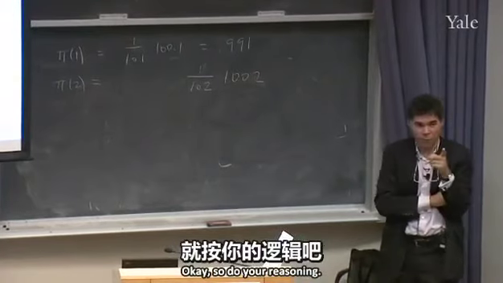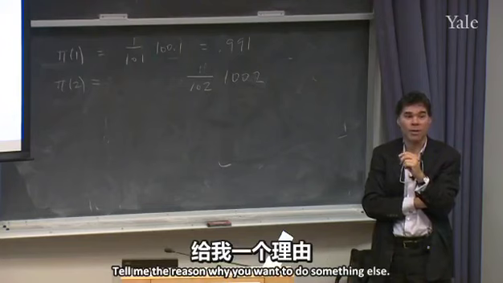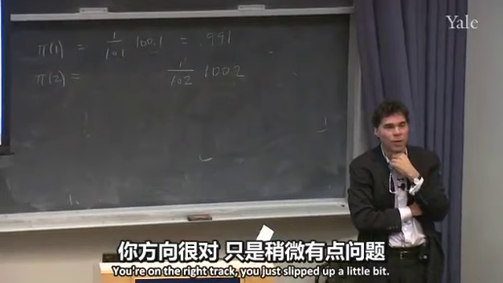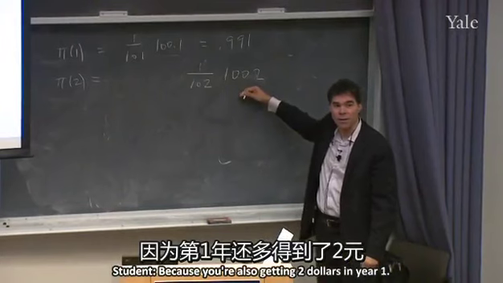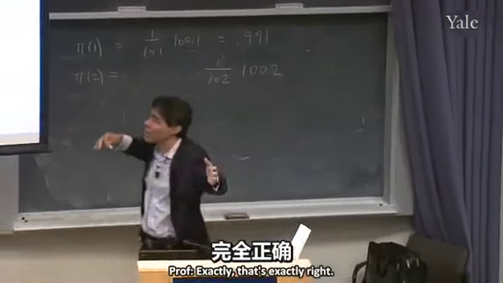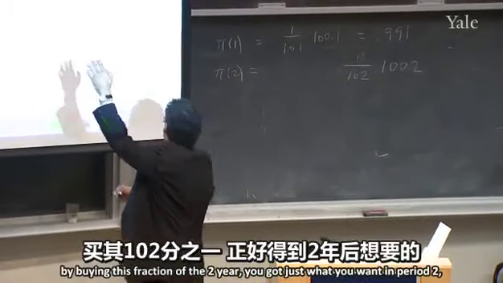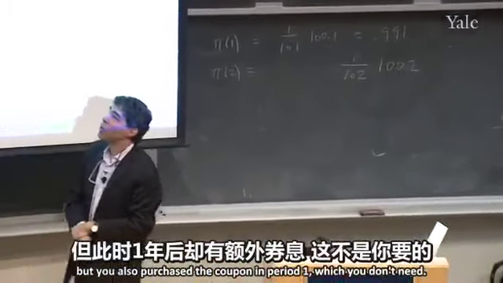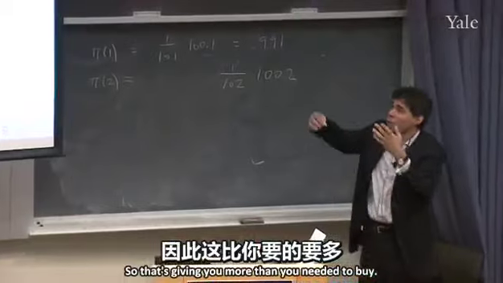Okay, so do your reasoning before you tell me what else to do, which you slightly misstated. Why do you have to do anything at all? Tell me the reason why you want to do something else. You're on the right track, you just slipped up a little bit. So why not just stop here? Because you're also getting $2 in period 1. Exactly right. By buying this fraction of the 2-year Treasury, you got just what you want in period 2, but you also purchased the coupon in period 1, which you don't need. That's giving you more than you needed to buy.